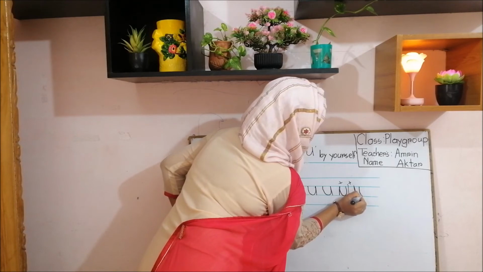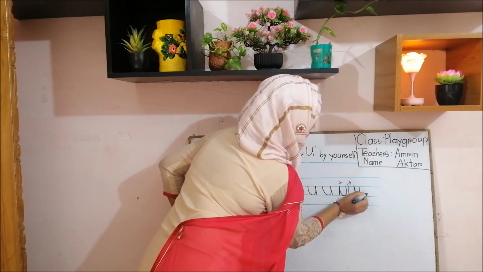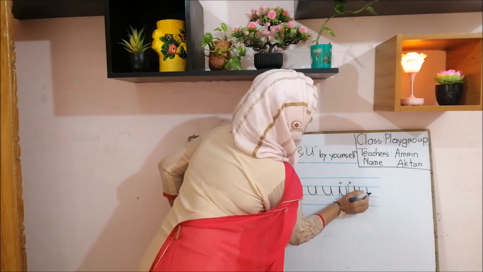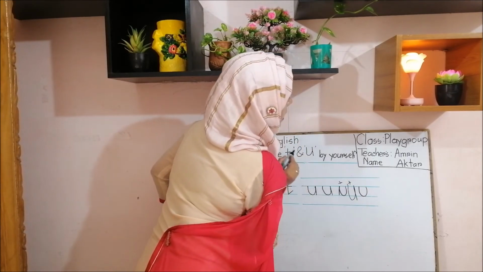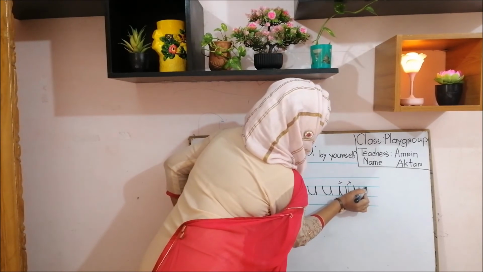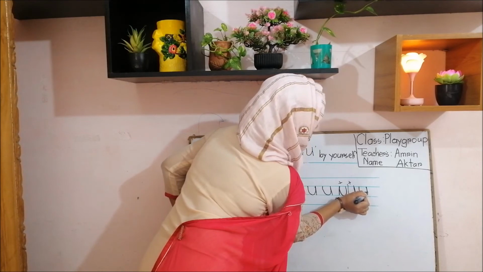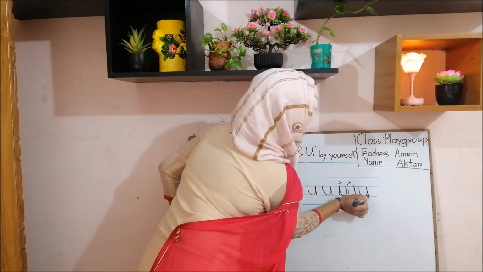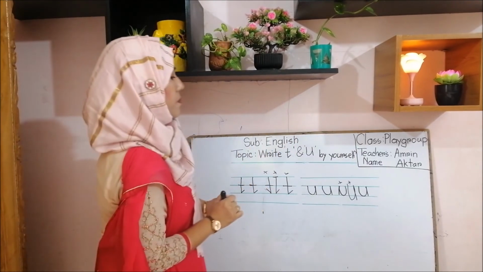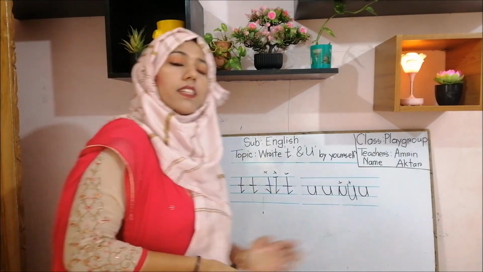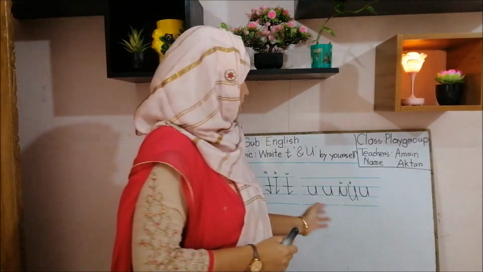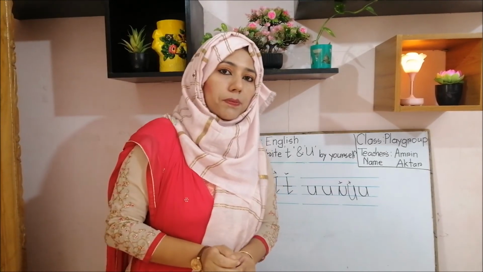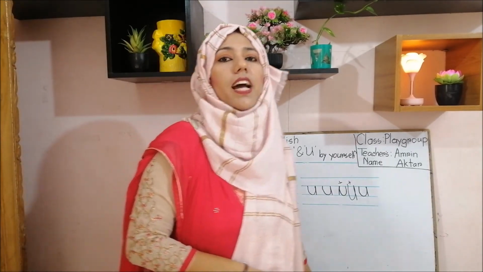Start from the second line. Then touch the third line. Go up and stop again at the second line. And again I will draw a standing stick. I will go down, down and I will touch the third line. Okay students, so are you clear? Can you write T and U by yourself? I think you can write, okay?